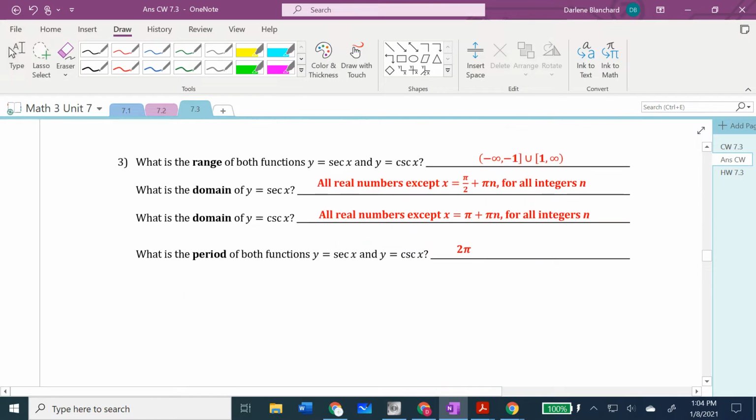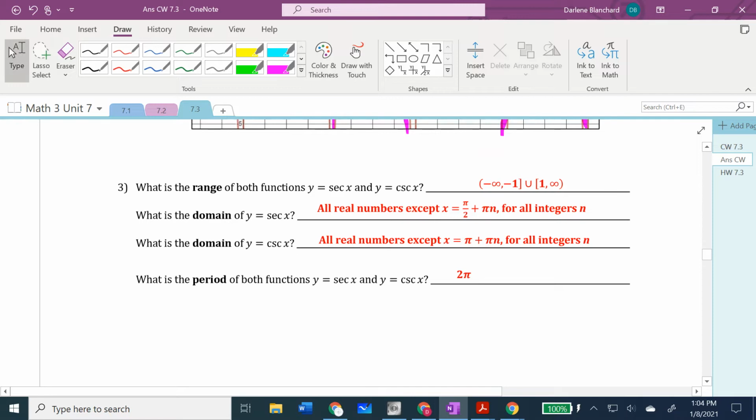Now, the range, the y values that these graphs go through are basically all real numbers, except they do not exist between -1 and +1. So the range of secant and cosecant are from -infinity to -1, including -1 as I go from way underneath the x-axis as I head up. And then nothing exists between -1 and 1, and the graph comes back into existence at y = 1 up to infinity.